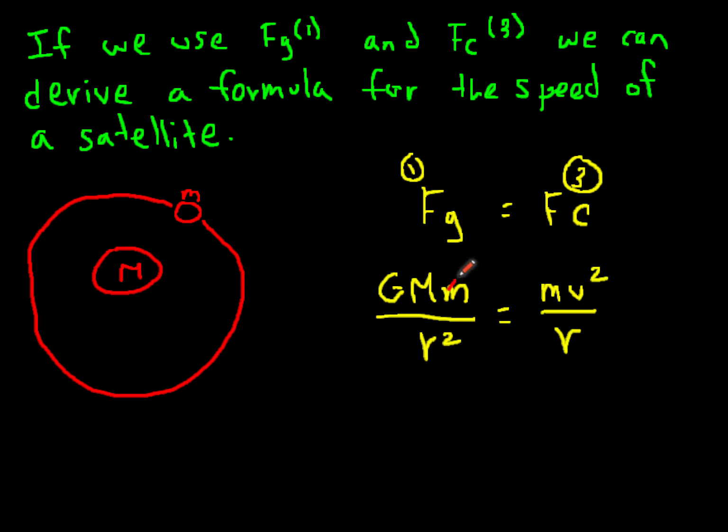Again, we can do some canceling. Little m appears on both sides, and r is in the denominator on both sides, so we can cross out the squared. This gives us v equals the root of GM divided by r.